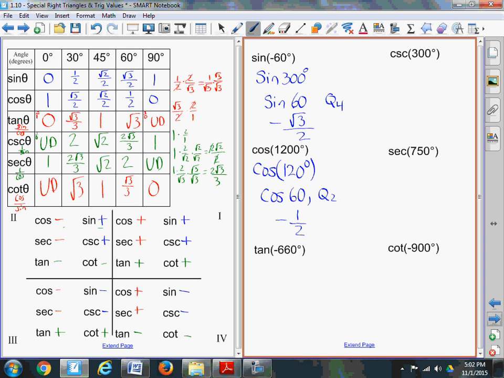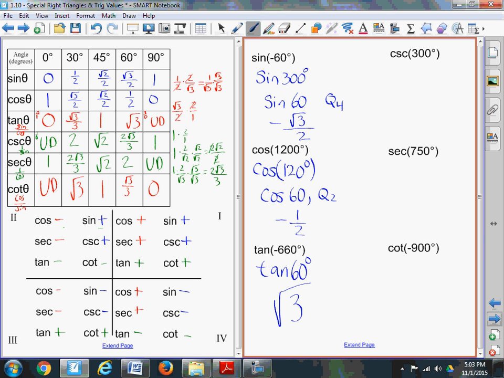So tangent of negative 660, so 360 wouldn't be enough, but 720 would be, so it's the same thing as tangent of 60 degrees. Okay, I don't need a reference angle. I know it's in the first quadrant. I know it's positive. I can go right to the chart on this one. So tangent of 60 degrees, that is the square root of 3.